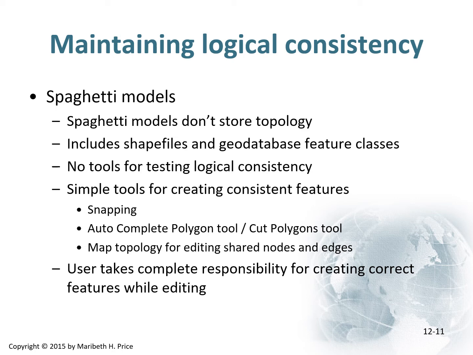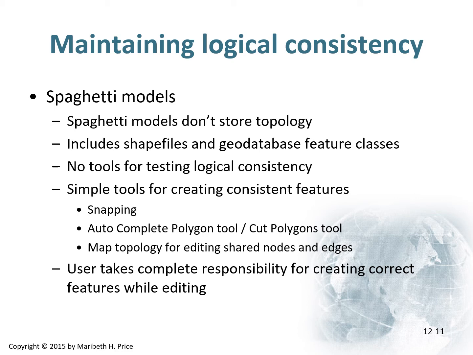Our data is sort of lumped into two types of models. The first one we're going to talk about is a spaghetti model. Spaghetti models don't store any topology. In other words, there are no rules for interactions between features in a spaghetti model. This would be shapefiles and feature classes in some geodatabases. There are no tools for testing logical consistency. There's just simple tools for creating consistent features: snapping, autocomplete, cut polygon, map topology. Map topology is something different from just topology in general. These are the things that we're stuck with in a spaghetti model.